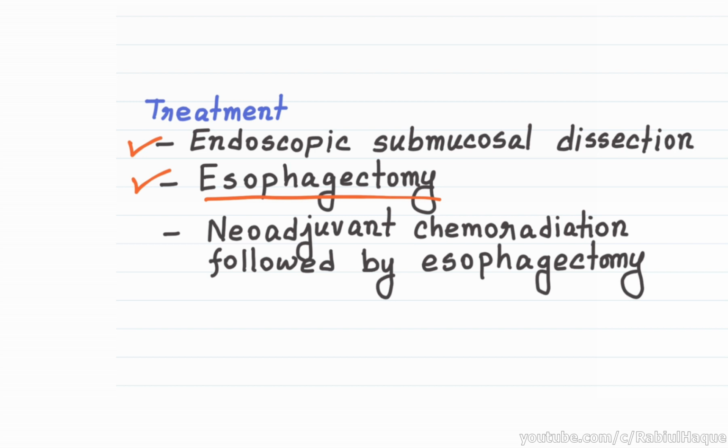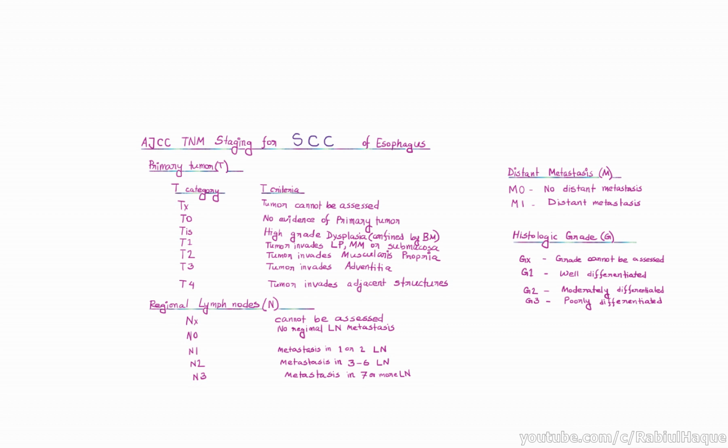Now, in case of advanced lesion, neoadjuvant chemoradiation followed by esophagectomy is the widely accepted treatment option. Now, the last topic that we will talk about is regarding the staging of squamous cell carcinoma of the esophagus, and we will mainly talk about AJCC TNM staging.